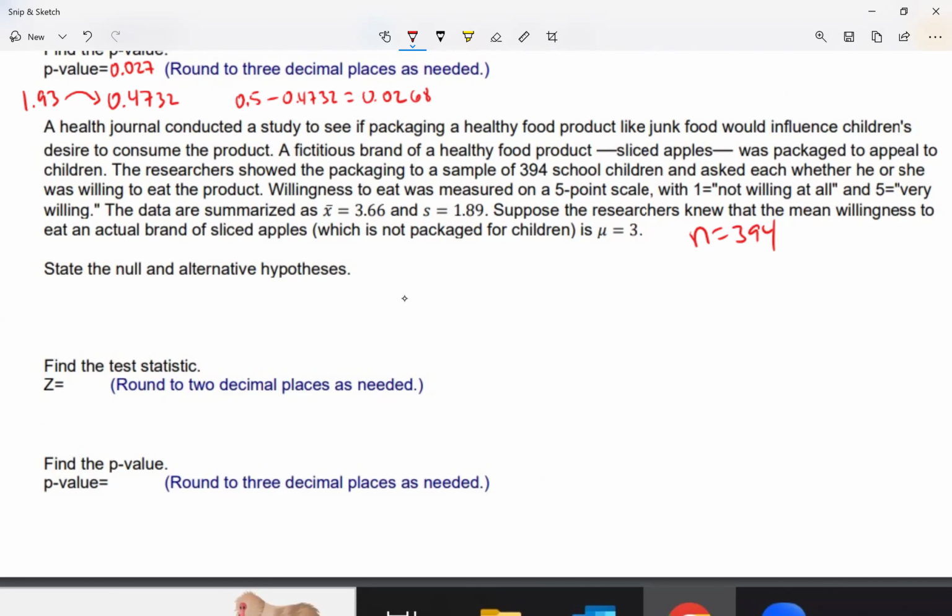And the data was summarized as my average of the study to be 3.66, my standard deviation of the study to be 1.89. Suppose that researchers knew that the mean willingness to eat an actual brand of sliced apples, which is not packaged for children, is 3. The average is 3. Now, state the null and alternate hypotheses.